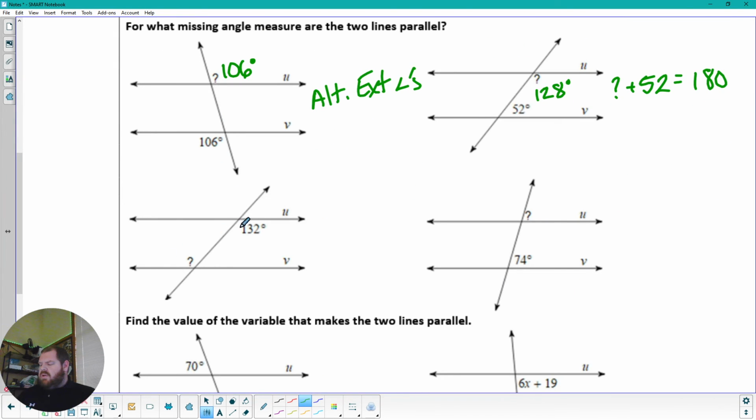Okay, these two are alternate interior angles, and if they're the same, if they're congruent, then the lines are parallel. The last pair over here are corresponding angles, and if they're congruent, then the lines are parallel. That's what we're working towards through all these problems.